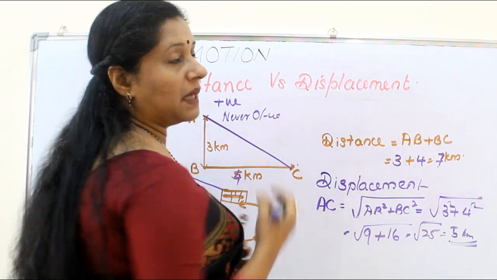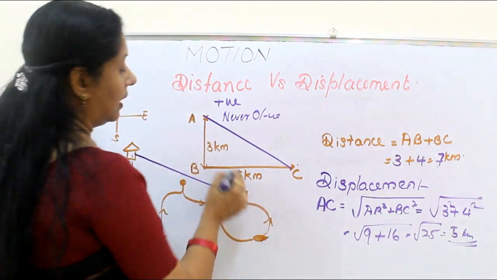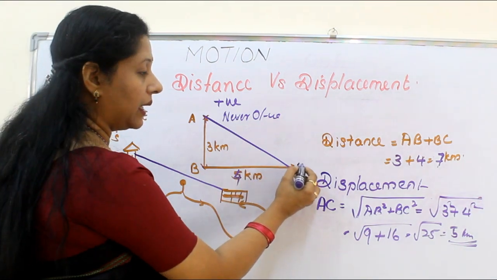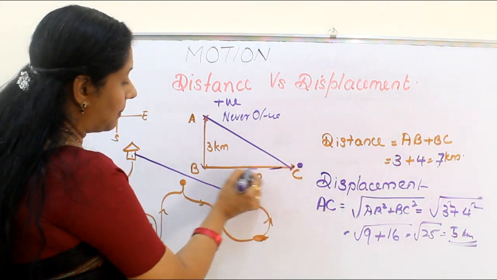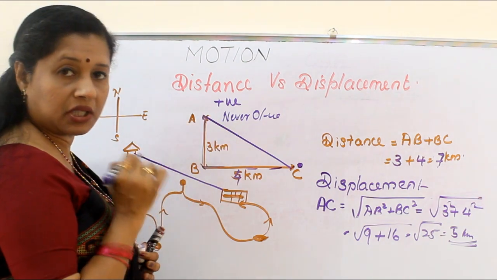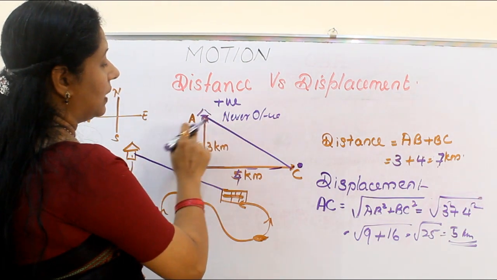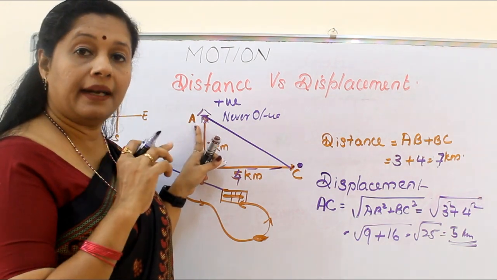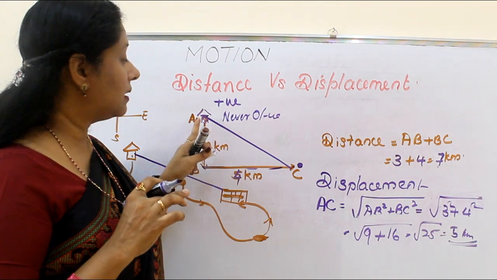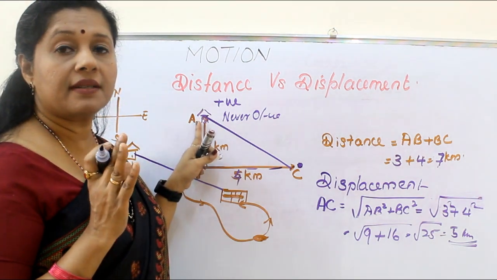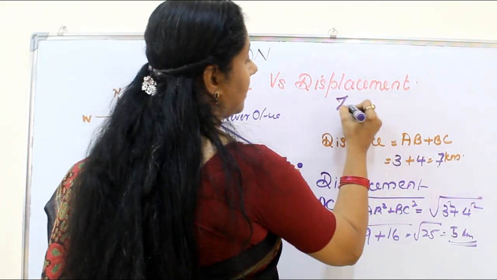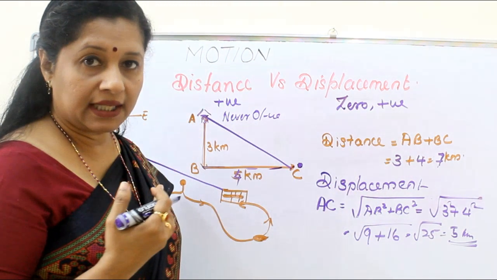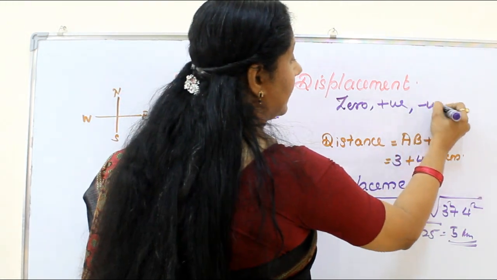But in case of displacement, suppose you are going from A to B and then from B to C, suppose you went to buy something from the shop, but after that you are coming back and you reach back to the original position, maybe this is your house. So in this case, you are coming back to your house, which means your starting point and your ending point become the same, and the difference is 0. So displacement can be 0. Of course, if not coming back, then it is positive, and also it can be negative at certain times.